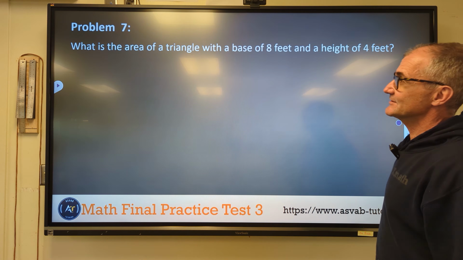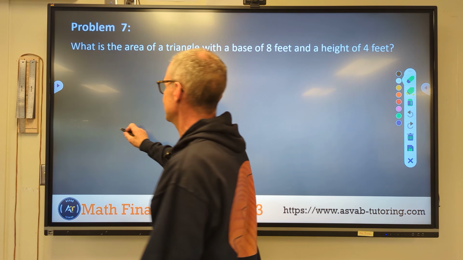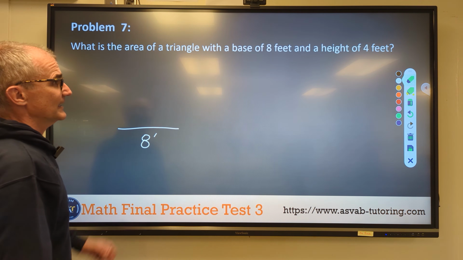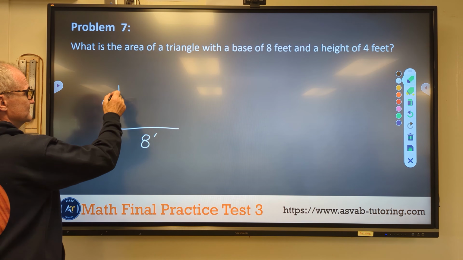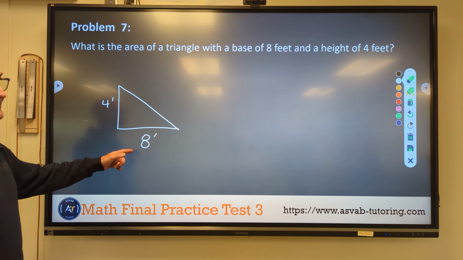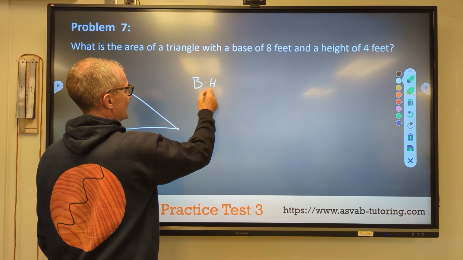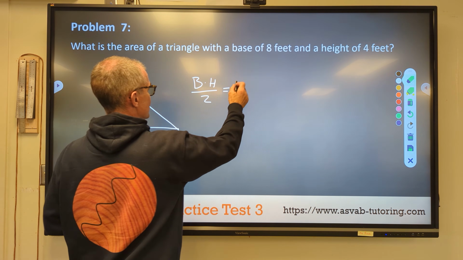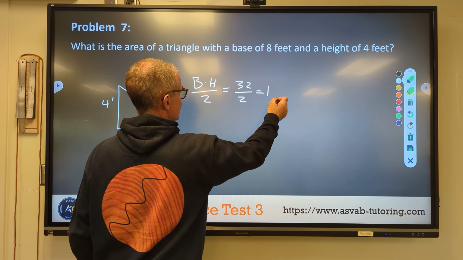Okay, problem number 7. What's the area of a triangle with base of 8 feet? I'm going to keep my units on there, 8 feet, and a height of 4 feet. One's a little bit easier. There's a triangle. I have area of a triangle is base times height divided by 2. So I have 8 times 4, 32, divided by 2, 16.